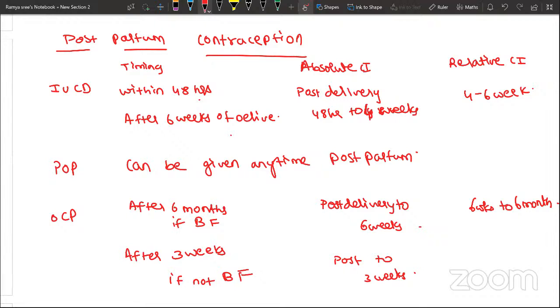If the patient presents to you within 48 hours, close your eyes and go for IUCD. I tell you, IUCD over POP within 48 hours. But if the patient presents beyond 48 hours, what should be your contraception of choice? POP. I hope you all have clarity on this point now. So let's go back and go for the next question.